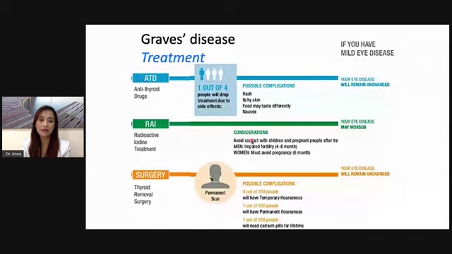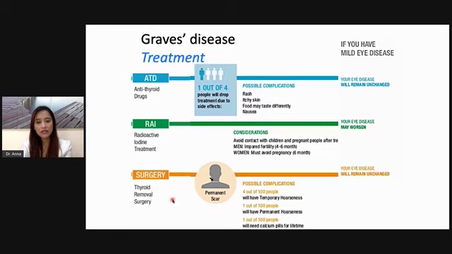In RAI, you have to isolate for usually 7 days, and you cannot get pregnant for at least 6 months. But after 6 months, you can go ahead and get pregnant, no? In patients with moderate to severe eye disease, RAI is not recommended because RAI can worsen eye disease.